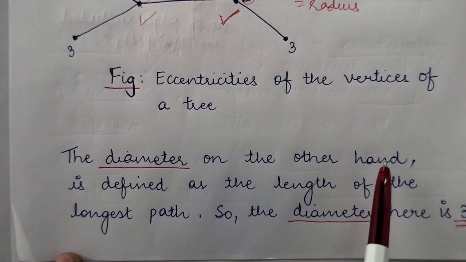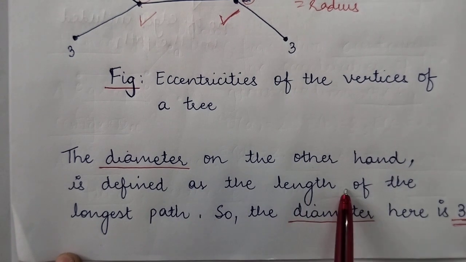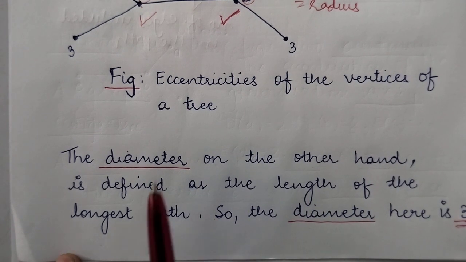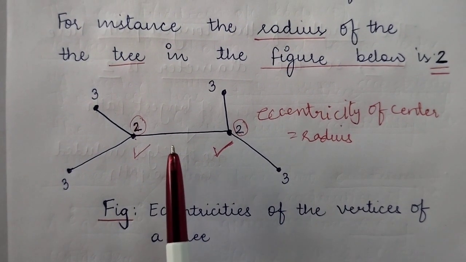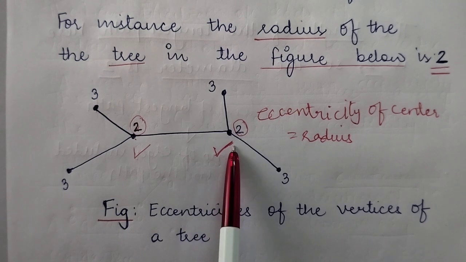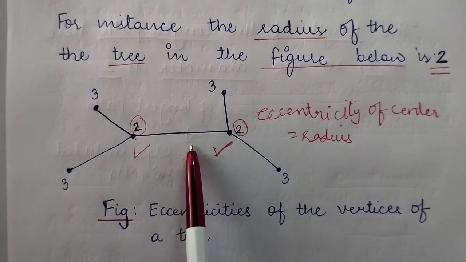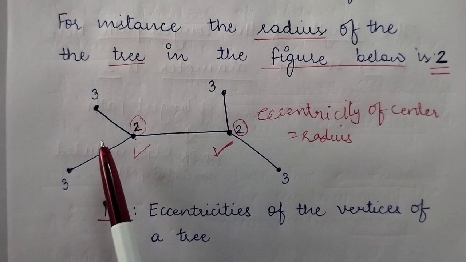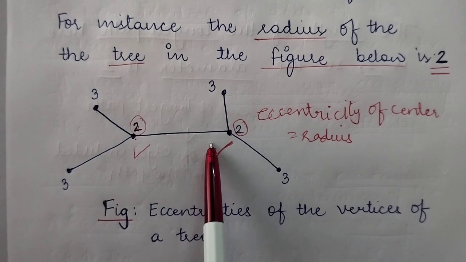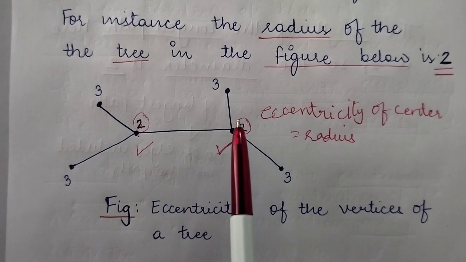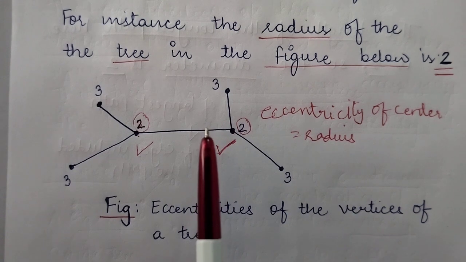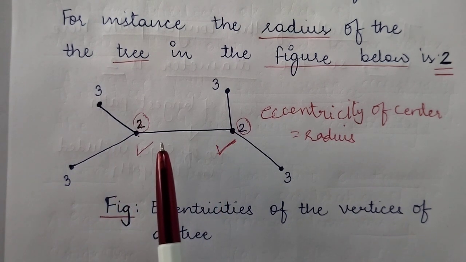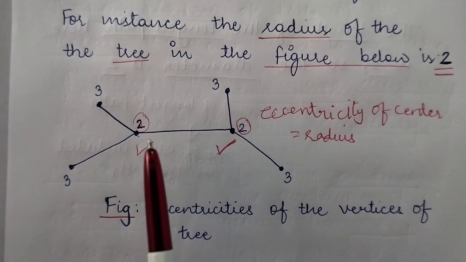The diameter, on the other hand, is defined as the length of the longest path. Whatever the longest path is, the length of that path is called the diameter. And how do you find the length of a path? By counting the number of edges included in the path. So the path with the maximum number of edges would be called the longest path, and the length of that path becomes the diameter of the tree.